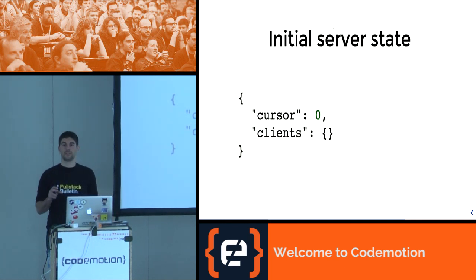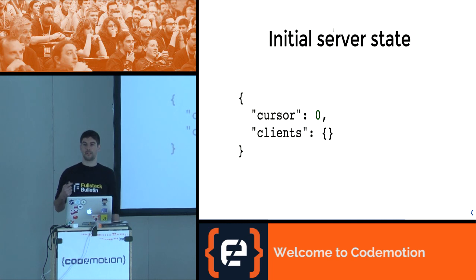So this is the initial server state. We have a cursor that starts with 0 because we want to start to check this space from the first position. And then we have an array of clients, which at the beginning, of course, is going to be empty.